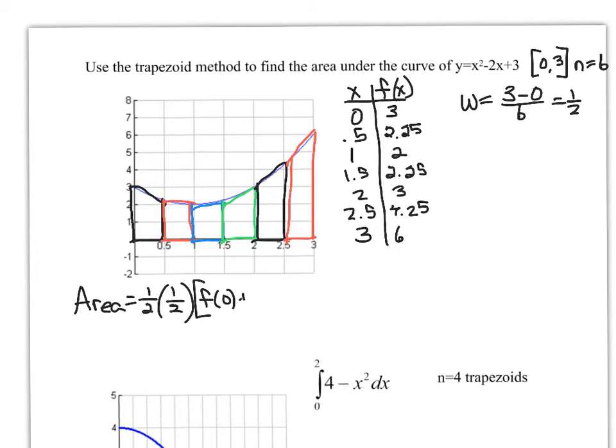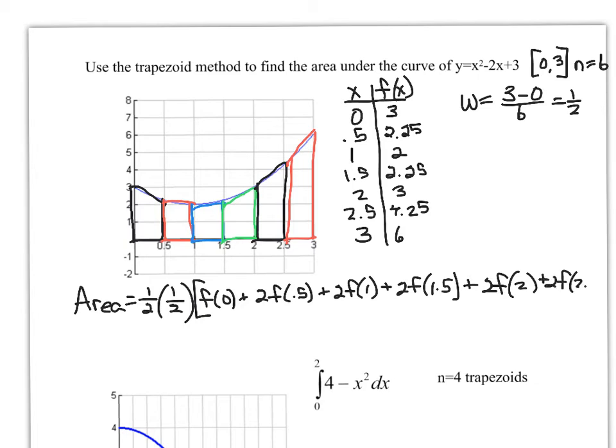Then each in between one is being used twice, so I want 2 times f of 0.5 plus 2 times f of 1 plus 2 times f of 1.5 plus 2 times f of 2 plus 2 times f of 2.5, and then we'll finish it off with f of 3. So you'll notice for this trapezoid rule that only the first and the last sides are used once. All the rest of those heights are being used twice, once in two different trapezoids.